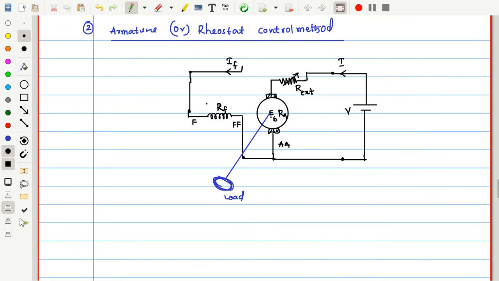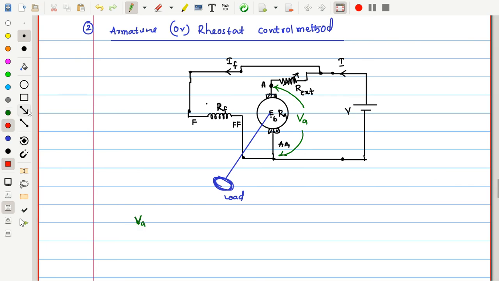Now where shall I connect this field? The field winding should always be connected across the power supply, so I connected it across the power supply. See here. Now as I vary this R external, what is going to happen? This is the armature. From here to here is the armature voltage VA. So now I can control this VA.